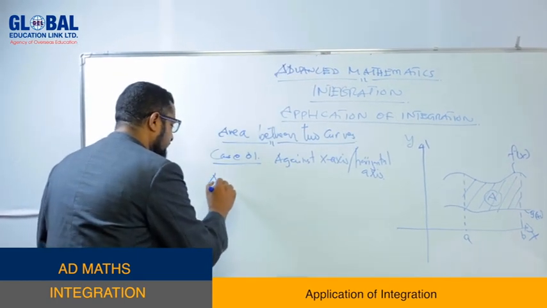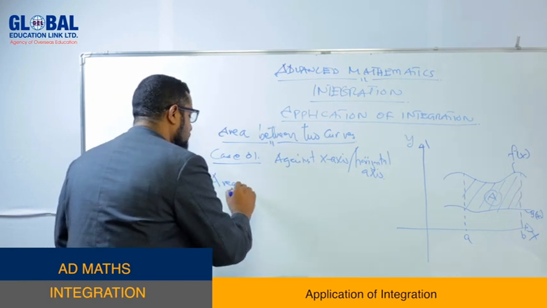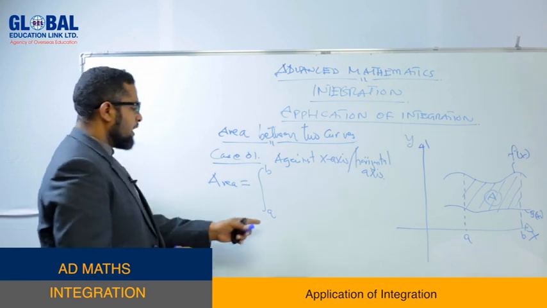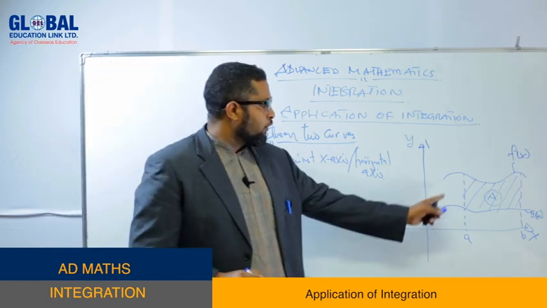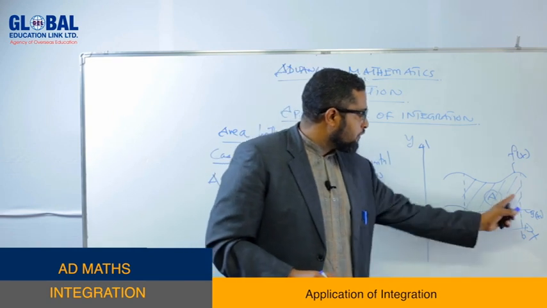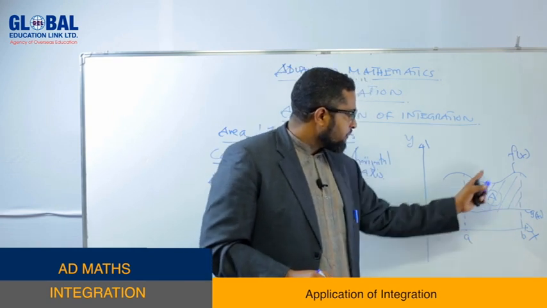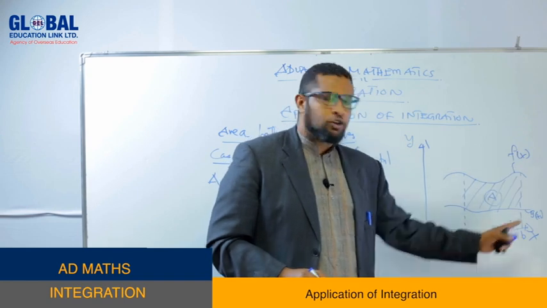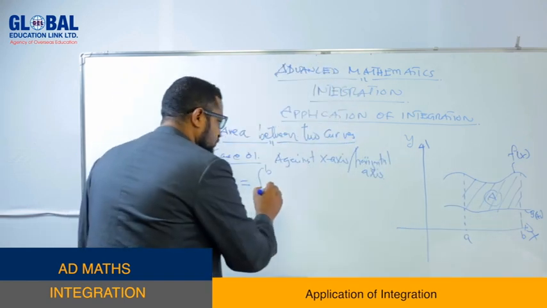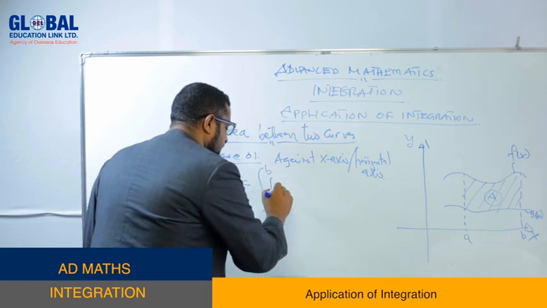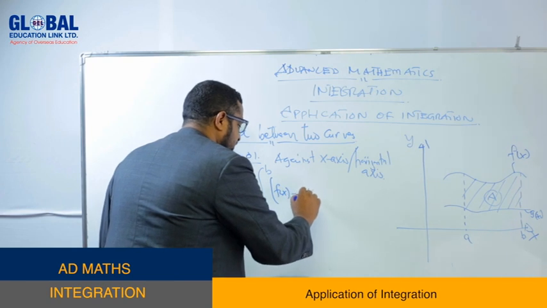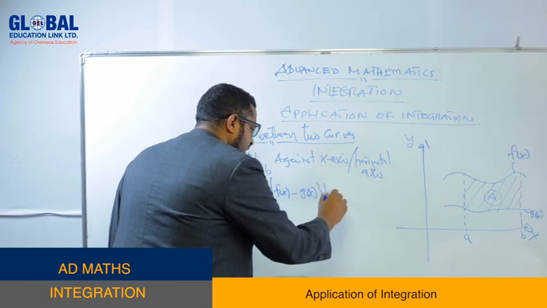Now the area will be obtained by using the following formula. From A to B, these are the limits. If you look at our graph here, we have from A up to B. We are looking for this area in between the two curves, f of x and g of x. Now the formula is this one. We normally say integral of f of x minus g of x, then dx.